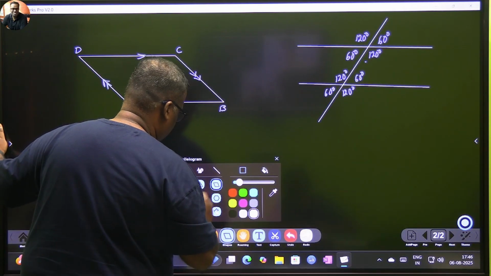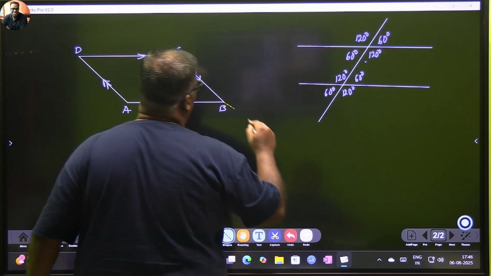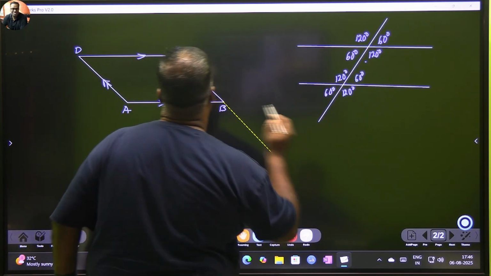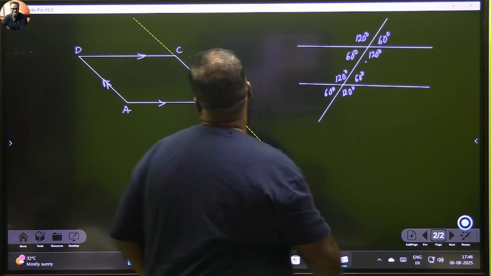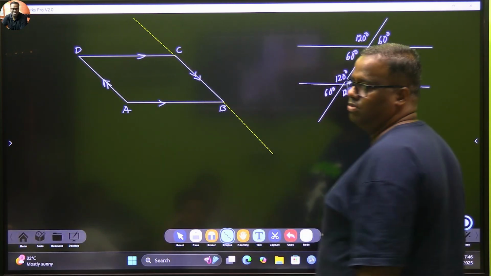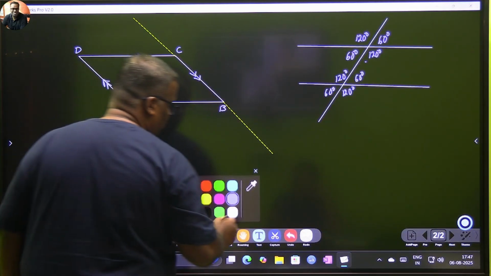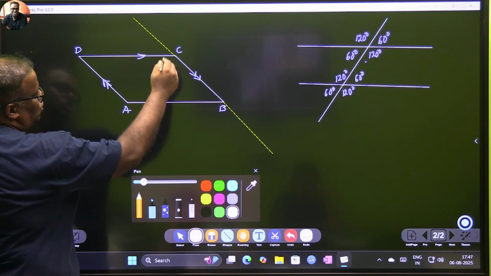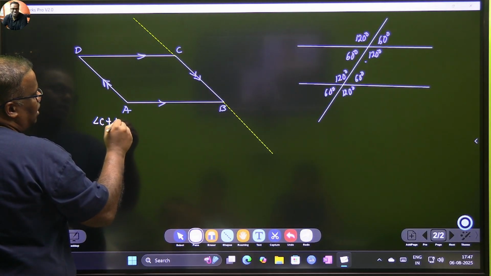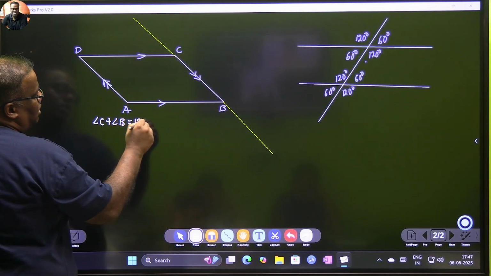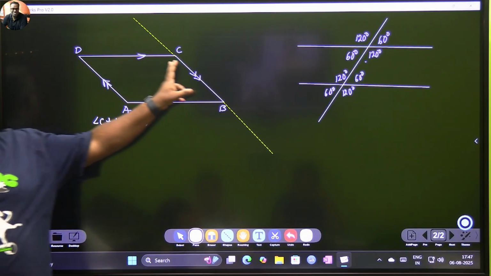In that case, children, when I consider AB parallel to CD, you will appreciate that BC acts like a transversal. That's why the transversal was taught to you. BC acts as a transversal. Do you get it? And in such a case, these two will be co-interior angles. So angle C plus angle B will be equal to 180 degrees. Remember this.